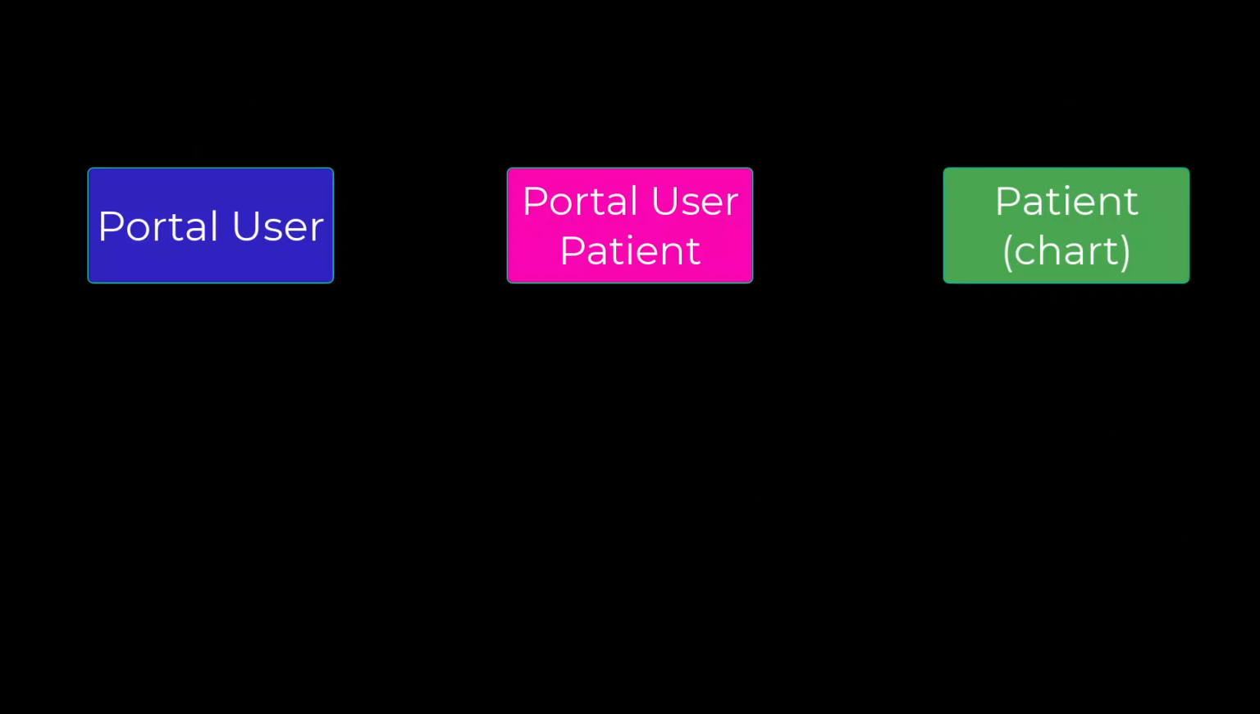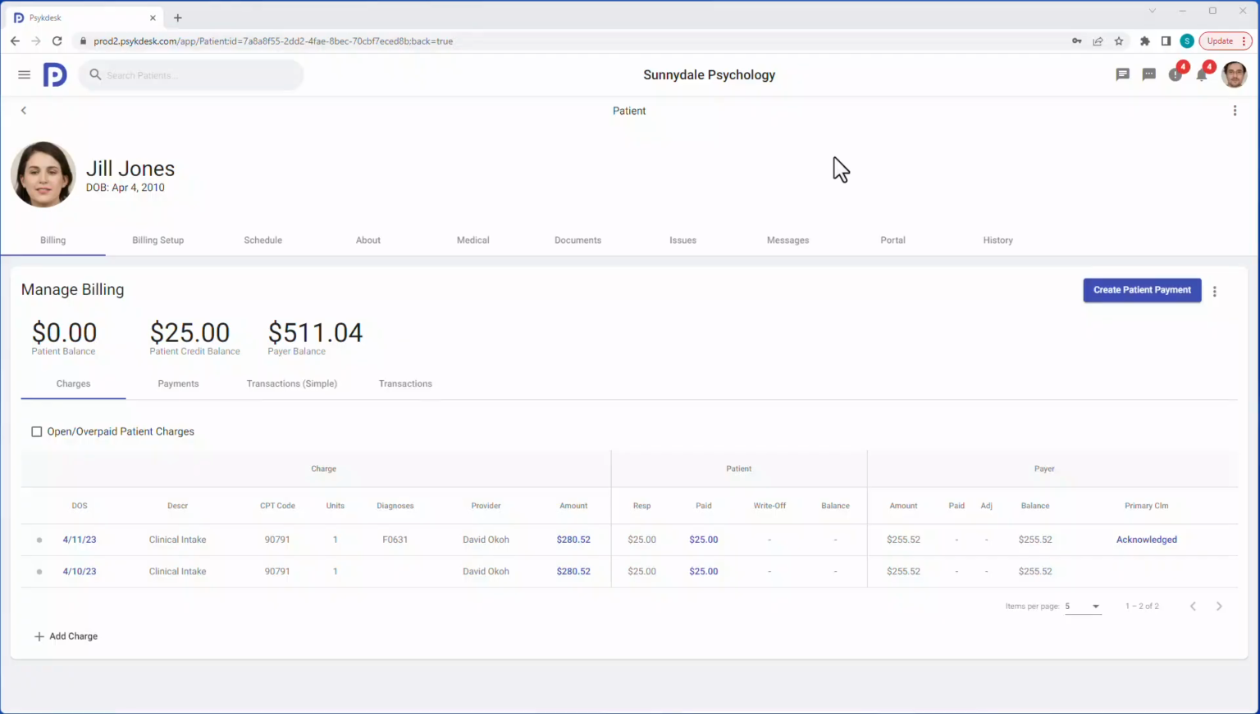The portal user patient is where you'll find all of the portal tasks which the particular portal user for that patient will have to complete, as well as any of the changes that are generated by that user for completing those tasks. Let's take a look at the patient portal in the context of the patient's chart.